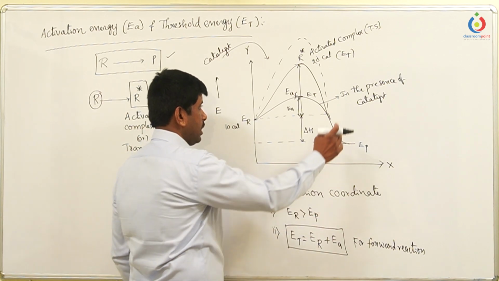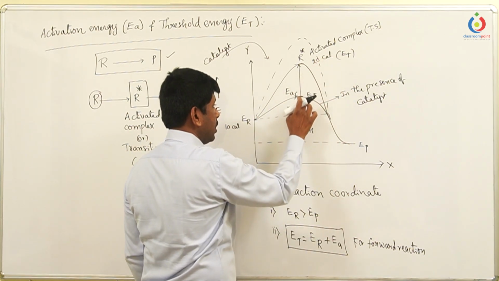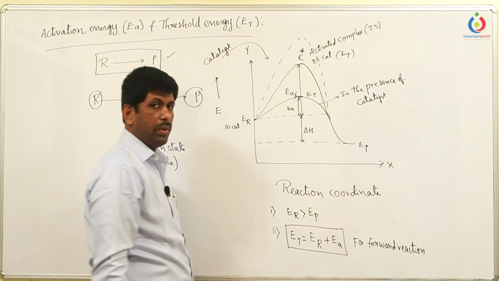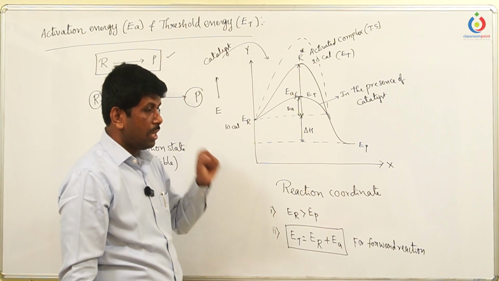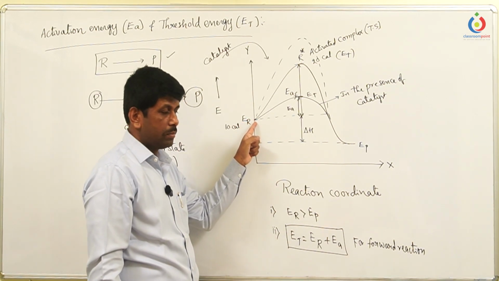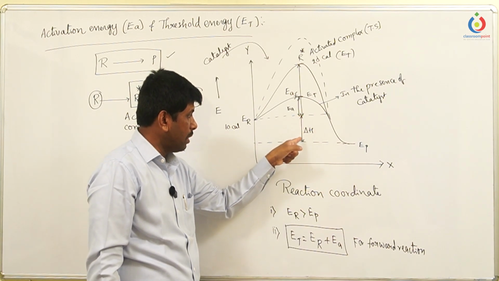So the catalyst is doing these things. It changes the path of the reaction, it changes the threshold energy, it changes the activation energy, and it changes the rate of reaction also. What it is not changing is the energy of the reactant molecules, the energy of the products, and the delta H value.